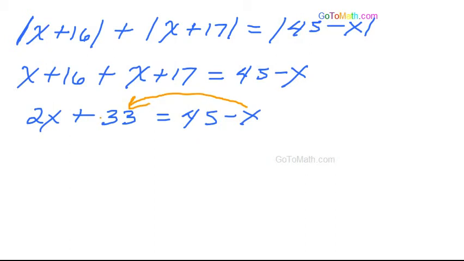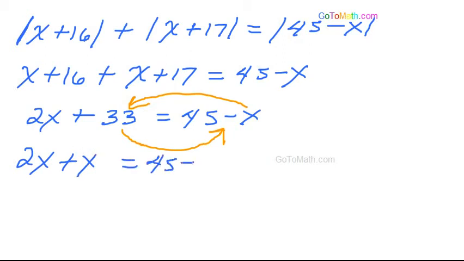Okay, we're just collecting up like terms over here. Nothing new. Let's take that negative x over to the left, and we're going to move 33 over here whether he likes it or not. So we have 2x plus x is equal to 45 minus 33. All right.